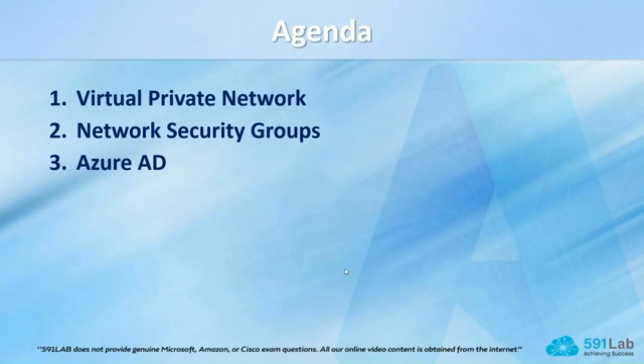The agenda for the review questions today will revolve around the following: 1. Virtual private network. 2. Network security groups. 3. Azure Active Directory. So let's begin with the first question.